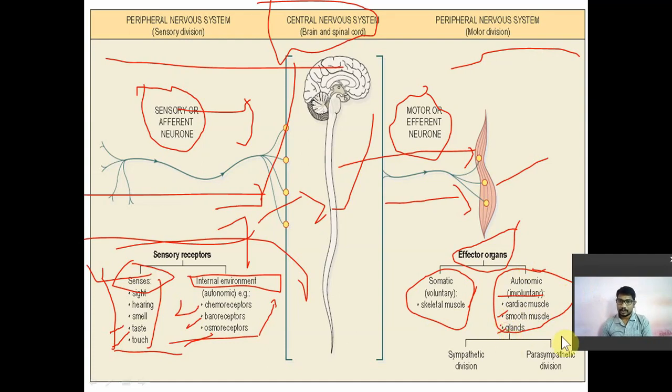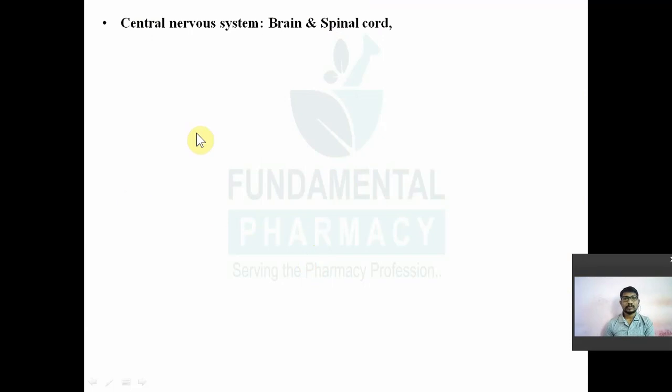Again, this autonomic nervous system is of two types, sympathetic and parasympathetic. Are you getting it or not? Do you understand? Okay.